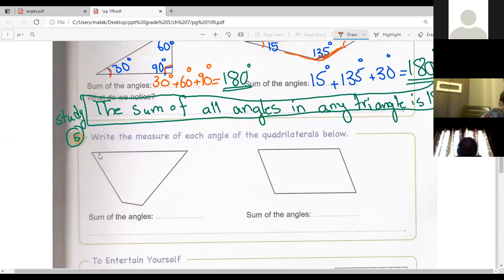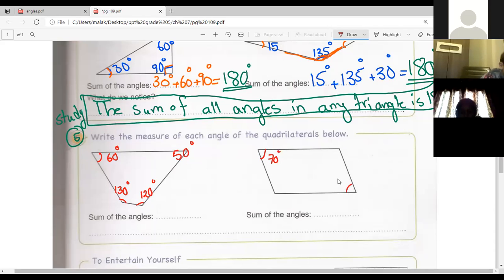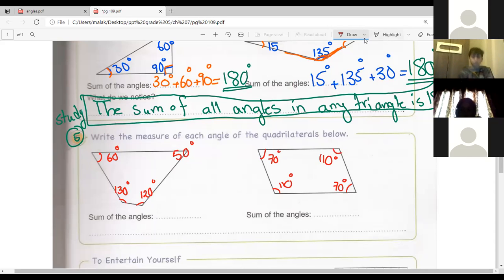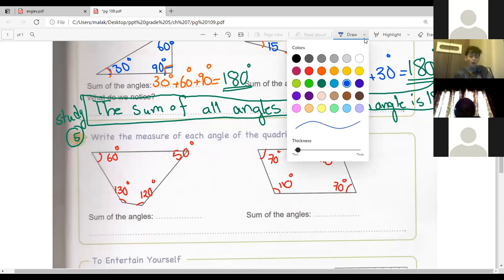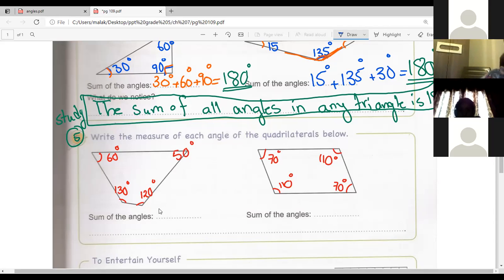So I will give you the measuring. Here it's 60 degrees. Here it's 50. Here it's 130. And here it's 120. In other quadrilateral, in the parallelogram, the opposite angles are equal. Let's find the sum of all angles in any quadrilateral. 360 in the first one. Bravo, 60 plus 50 plus 130 plus 120 equals 360.